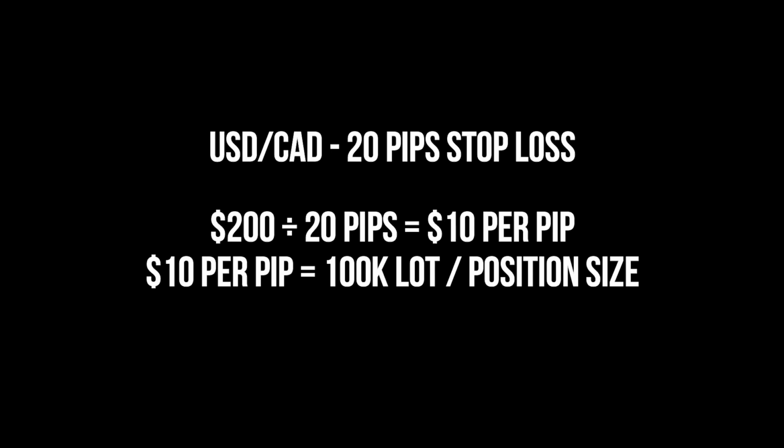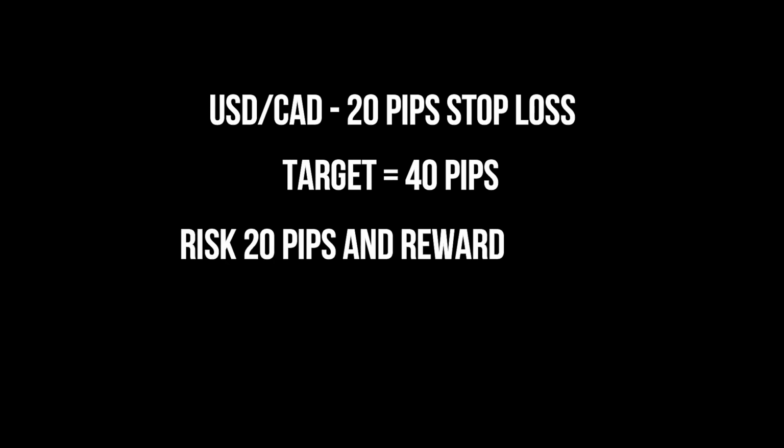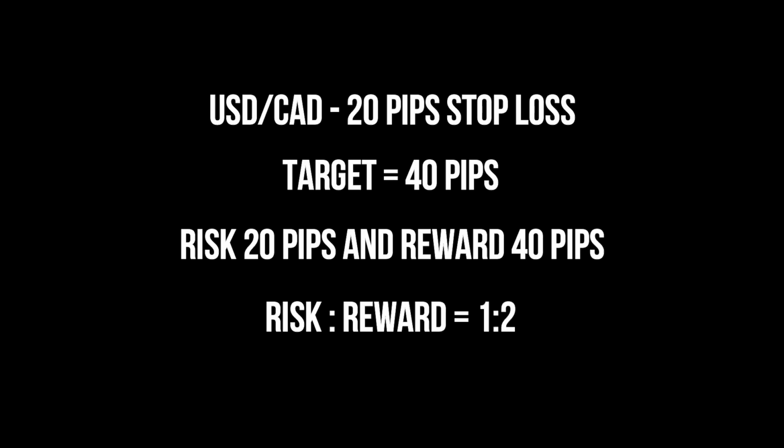This tells us our lot size for that trade, considering we are only willing to risk $200 or 2%. So my risk is 20 pips or $200, and my target was 38 pips, but let's round that up to 40 pips, just to keep the maths simple. So my risk was 20 pips, and my reward was 40 pips. So that is a risk to reward of 1:2. I risk 1, my reward is 2.